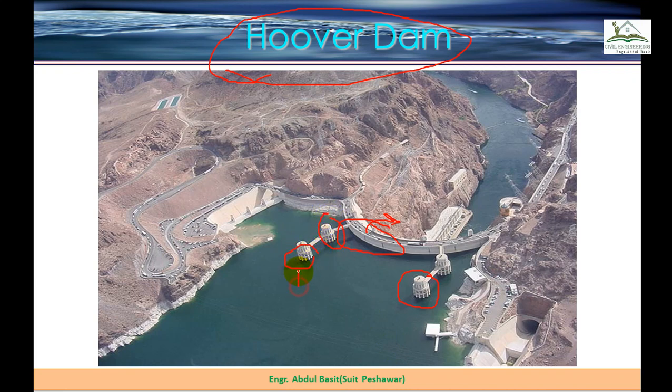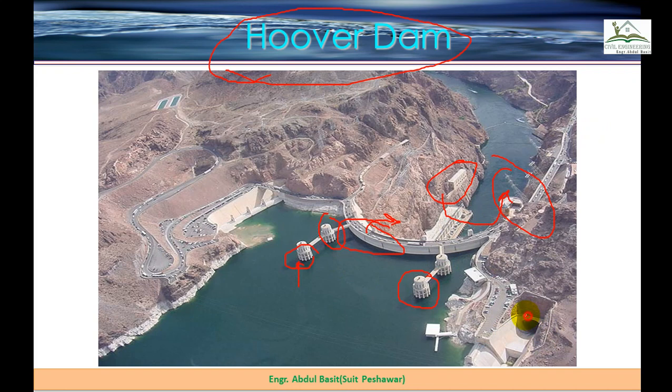In which the water will, these tomb-type structures will intake the water from this reservoir and take it down to these structures where the turbines are present, and the power is generated over here. That power is then transmitted through these power transmission lines to the community.